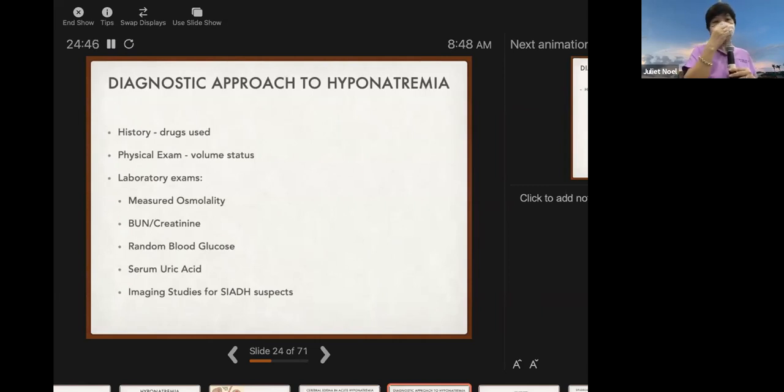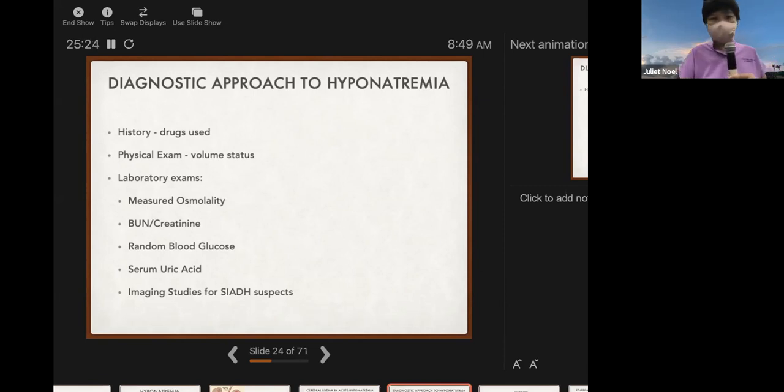You have to check for blood sugar because there's what we call pseudo-hyponatremia. Pseudo-hyponatremia is not a true hyponatremia, but it is measured. So if you have hyperglycemia, for example the blood sugar is 300, and you have a sodium that is 130, there's actually a formula to compute for correction of sodium based on hyperglycemia.